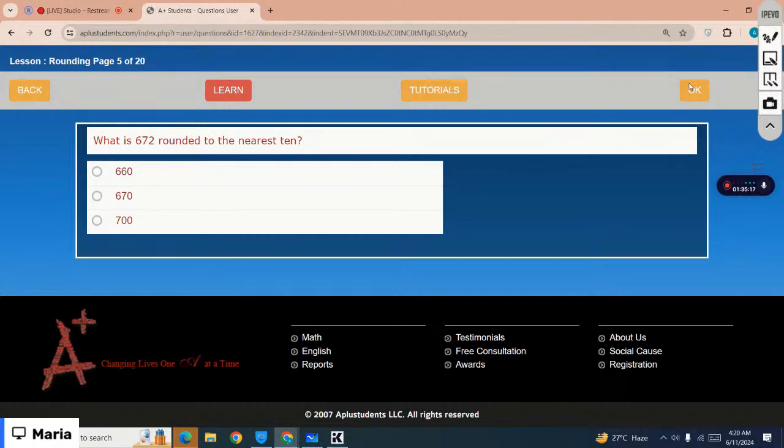What is 672 rounded to nearest 10? Which is the correct option? 700. You have to round to nearest 10. Just read the question carefully and then answer.